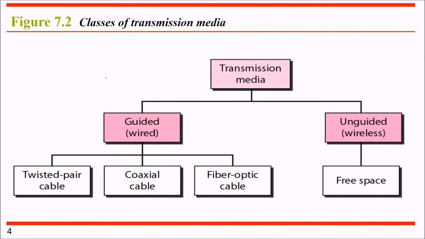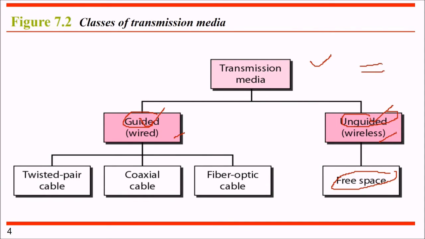So these are the classes of transmission medium. As we suggested, transmission media can be of two types. One can be wired, one can be wireless. Wired is also known as guided. The wireless is also known as unguided media. So we have guided media, we have unguided media. The unguided media is free space, that is air.